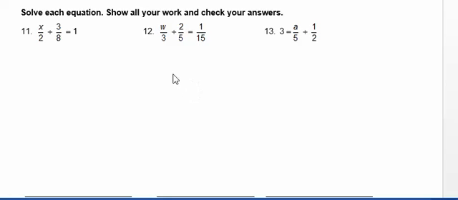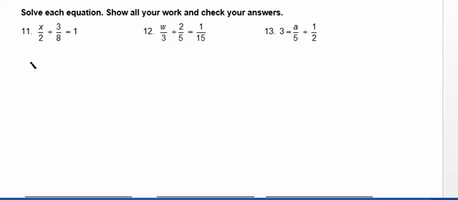Hello, this is Ms. DB, and this is a short video on how to do the last few problems on the Chapter 2, Section 3 assignment with these fractions in it. Numbers 11, 12, and 13 all have lots of stuff going on. You're supposed to solve for the variable, but there's fractions in each one of them.